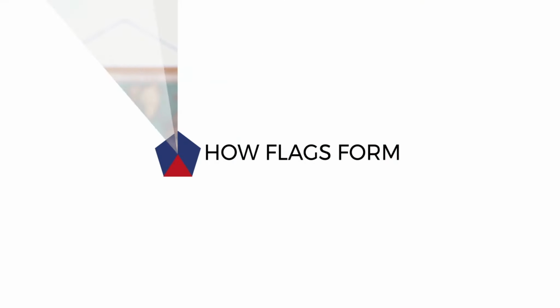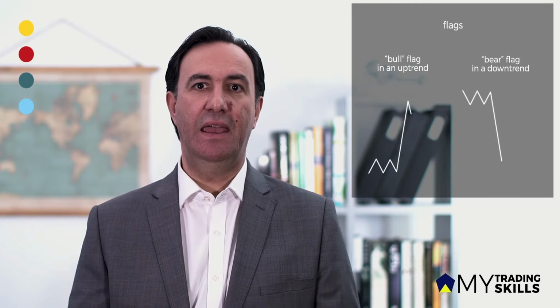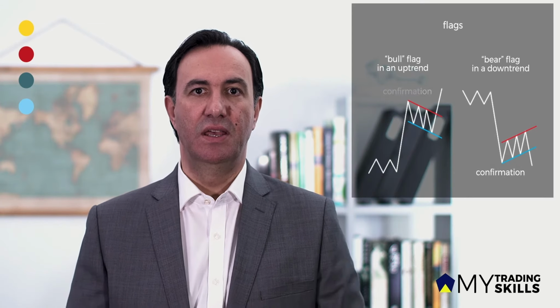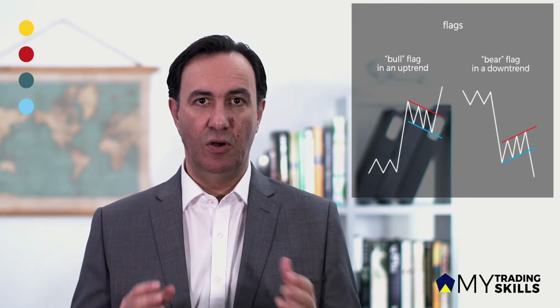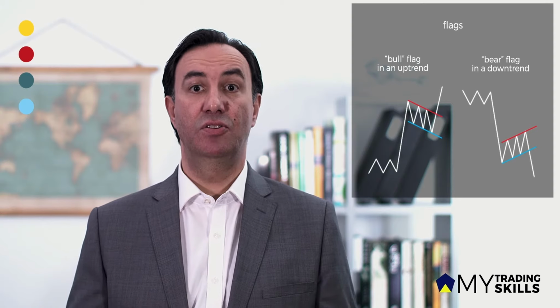Now, let's look at how flags are formed. A flag pattern is very similar to a pennant. It broadly has the same characteristics. It is preceded by a sharp move, it is short in duration, and is a pause in the trend. The price also breaks above the resistance in a bullish flag and below the support in a bearish one. The only difference is that they have different shapes.